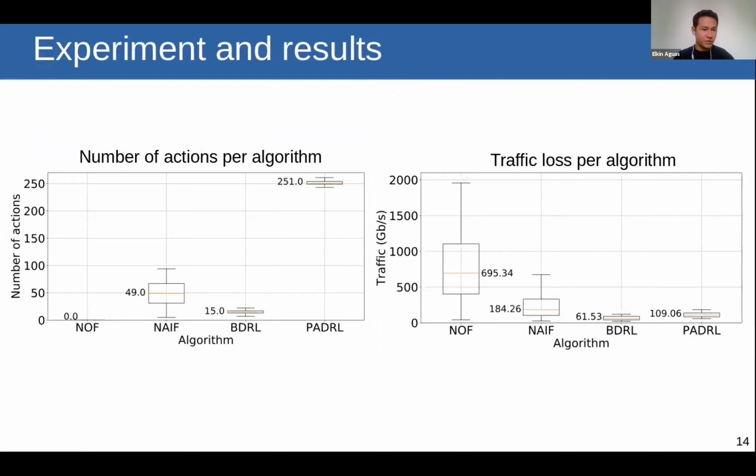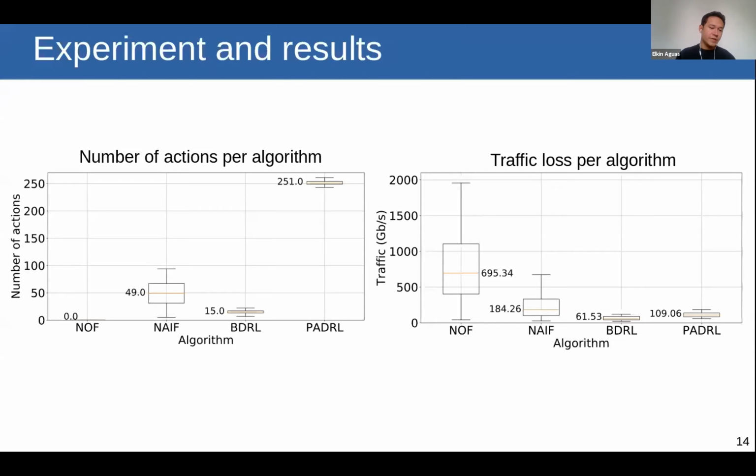These are the performance metrics. So we have the number of actions per algorithm and the traffic loss per algorithm after doing a session of 1,000 epochs for a validation. So we can start with the NOF algorithm, the no-function algorithm. We see that there are no actions being taken because no actions are supposed to be taken. And on the right, for the traffic loss, this is the algorithm that has the highest traffic loss of the 4 algorithms, which is as expected.